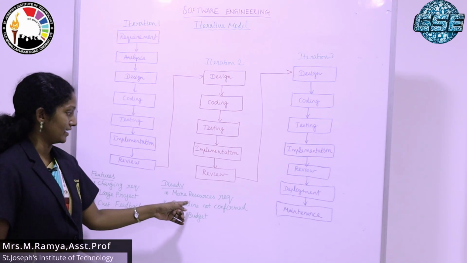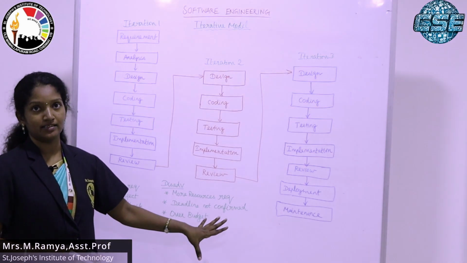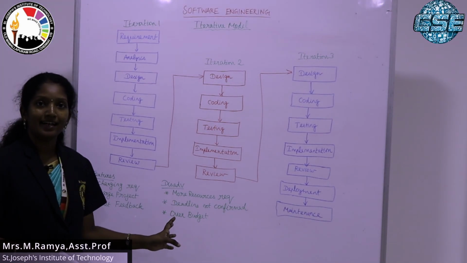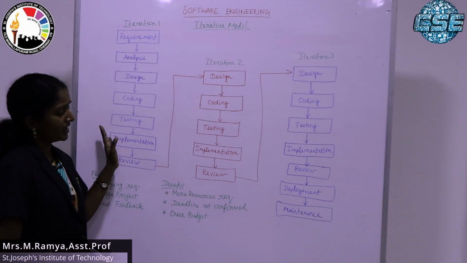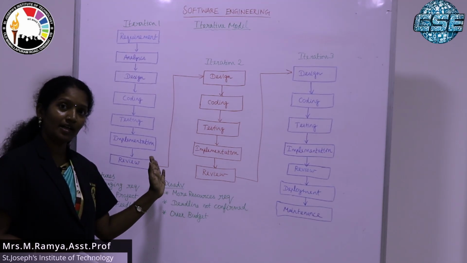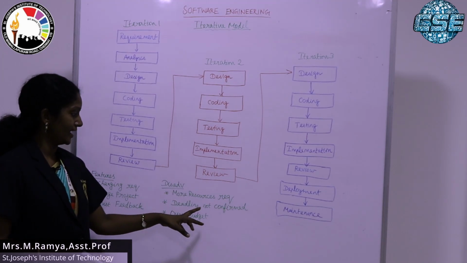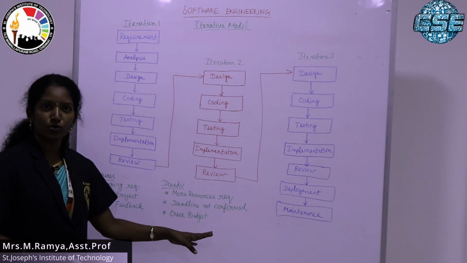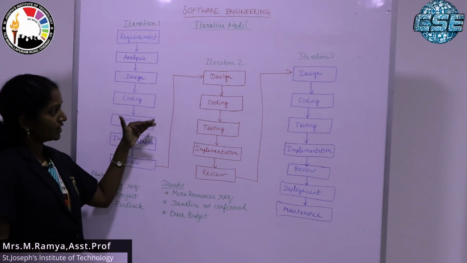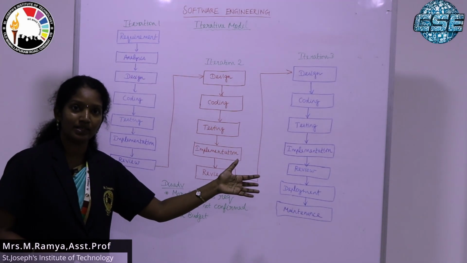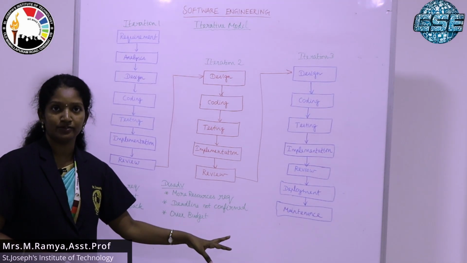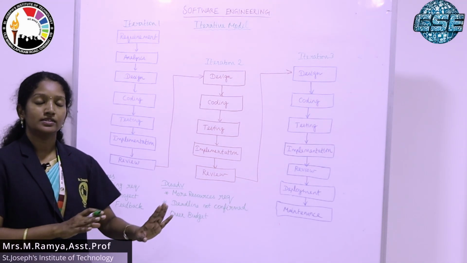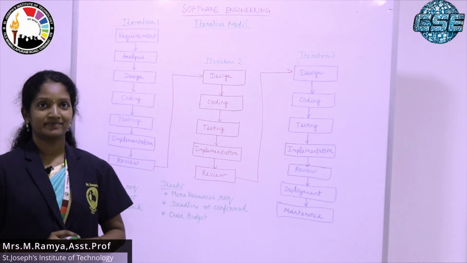Next are the disadvantages. The disadvantages of this iterative model are that we need more resources, and the deadline is not confirmed. We are doing many iterations, so it takes more time. So the deadline is not confirmed in the iterative model. And the next one is over budget. Obviously, if we are doing the same task again and again, definitely the budget will be high. So that is one of the disadvantages of this iterative model. So this is about the iterative model.